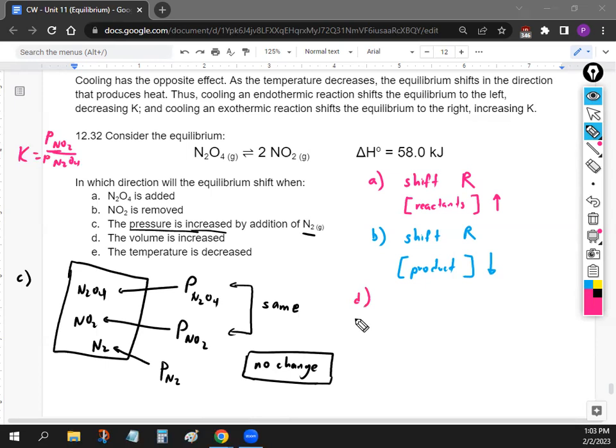Wait, how long is he cooking that? I think he took it. Okay, or it's going to burn.